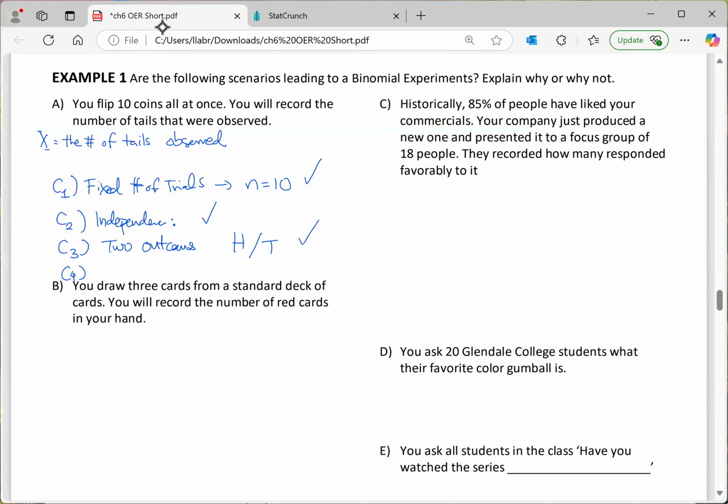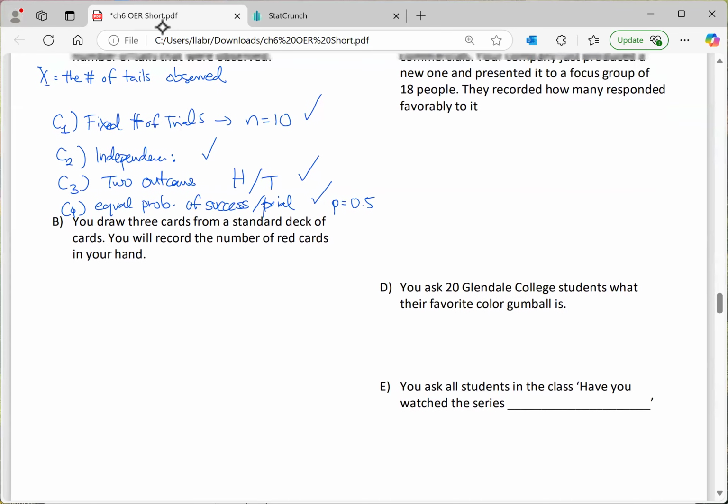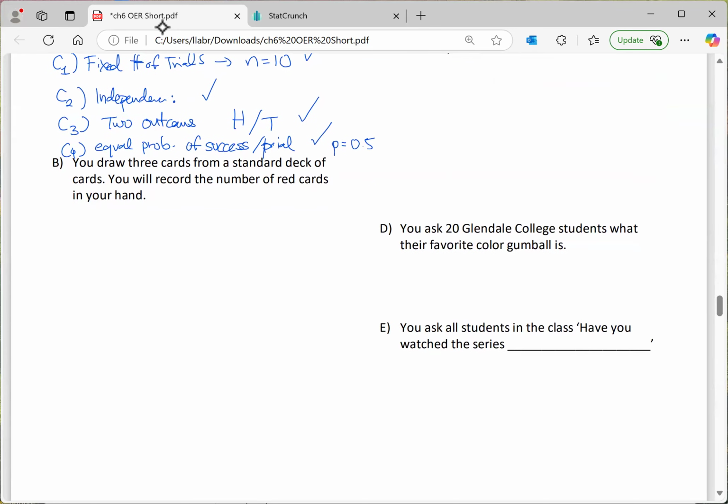All right. And then finally, condition four, do we have equal probability of success per trial? In other words, per coin flip. And the answer is yes. We do. All right. And the probability of success would be 1/2, right? 0.5. Awesome. So flipping 10 coins at once and then counting the number of tails that are observed, that is a binomial random variable. So you can find all that you want to know by using the applet.